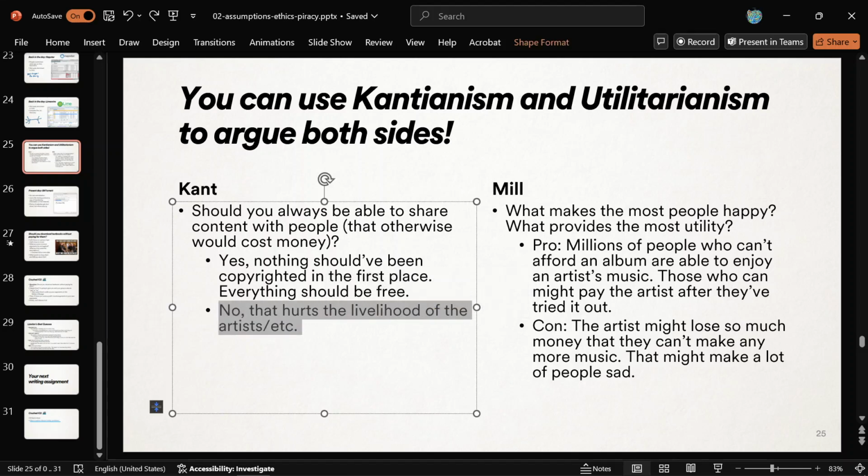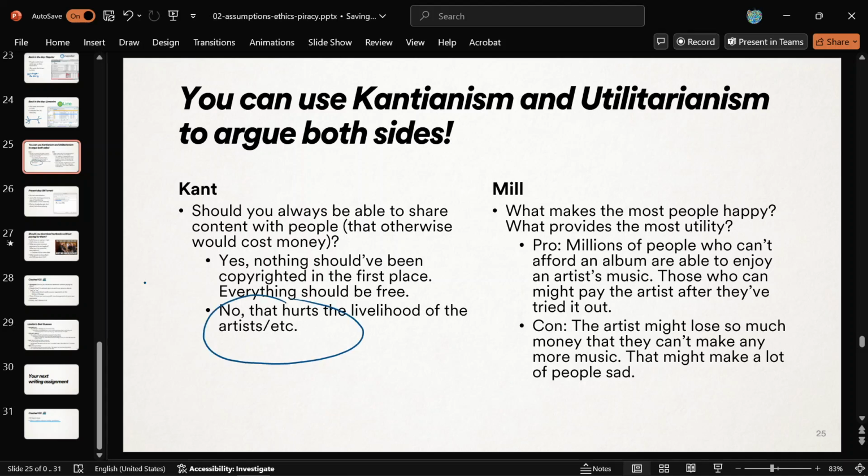Or you could have Kant saying no at the same time. He would probably say no, because if I were an artist, I wouldn't want people always taking my stuff and stealing my money, right? Getting from my funds hurts the livelihood of artists, and I wouldn't want to be an artist suffering because people aren't buying my albums and now I can't afford something. Do you see that there's two sides of the coin there? You can use Kantianism on both. Again, it's just a viewpoint, but the word always comes up a lot.